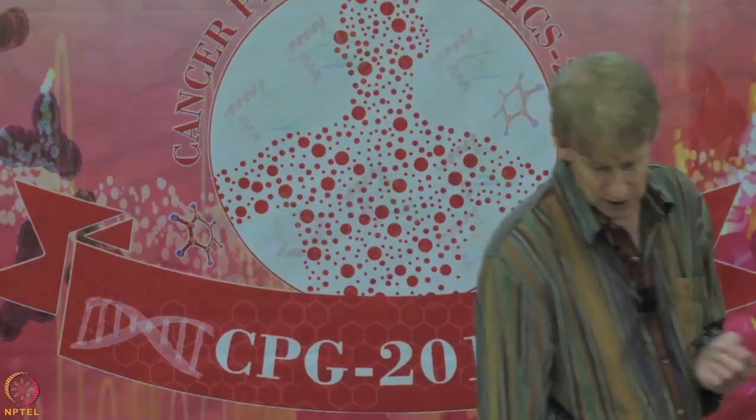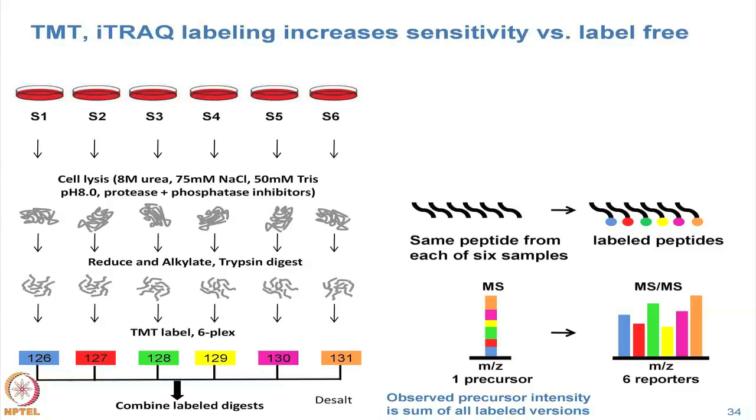Let's move on and go straight to what happens when you do a chemical labeling approach. Here I'm illustrating TMT6. You would have six samples. You lyse each of those samples, which gives you proteins. Then you reduce and alkylate, and trypsin digest the peptides. After you have peptides, you use the TMT labeling agent. These are amine chemistry-based reagents, so they're going to put a label on the side chain of lysine and on the N-terminus of the peptide.